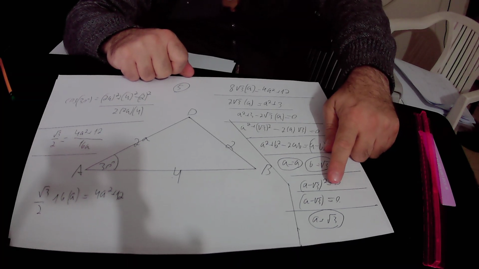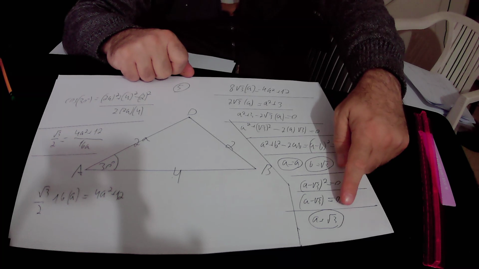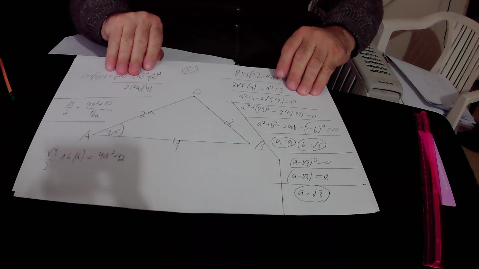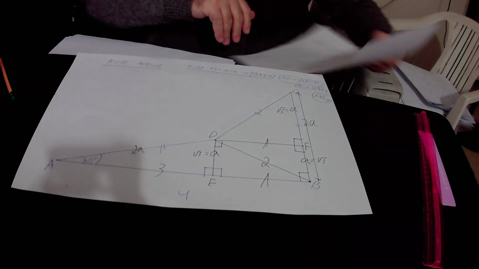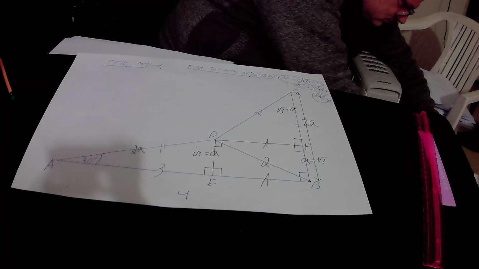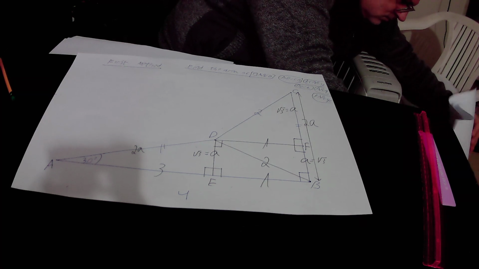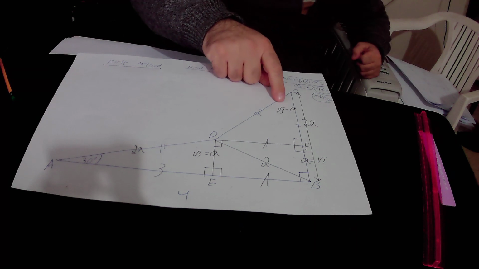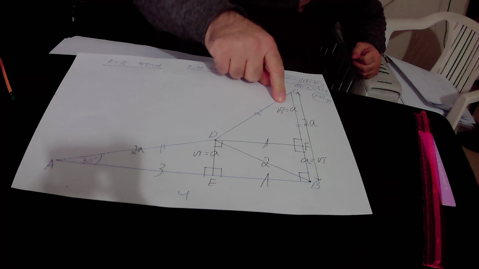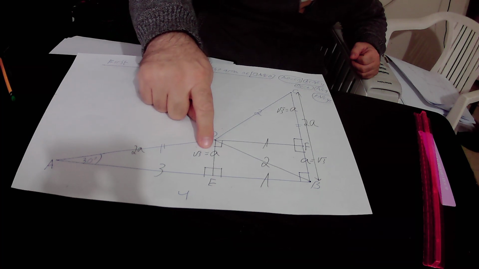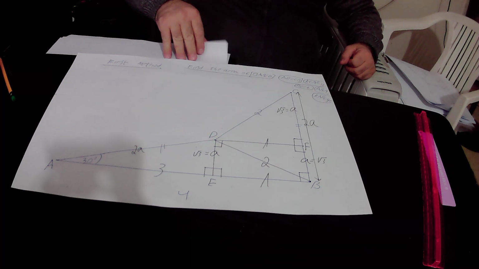We added square root of 3 to this equation, and we got that a equals square root of 3 units. So we found out that a equals square root of 3 units. That is to say, here a equals square root of 3 units, here also a equals square root of 3 units, and here also a equals square root of 3 units.